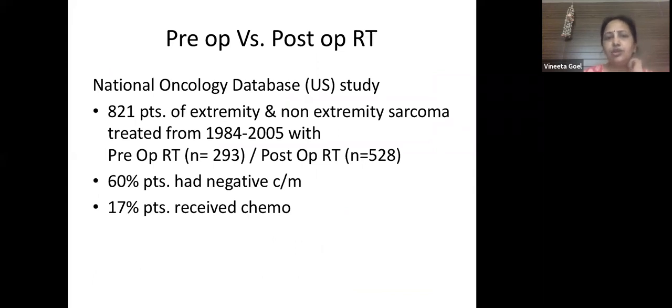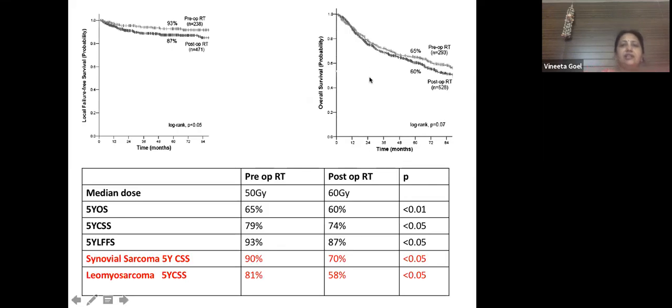Now, going further, I will show you the National Cancer Database, which had 821 patients with extremity and non-extremity sarcomas, treated with either preoperative or postoperative radiation therapy. 60% of patients had negative cut margins, and 17% of patients received chemotherapy also. This National Cancer Database showed that the local control rates are better with preoperative radiation therapy as opposed to postoperative radiation therapy. And also, there is a survival advantage with preoperative radiation therapy. The 5-year overall survival in the preoperative arm was 65% as opposed to 60% in the postoperative arm.